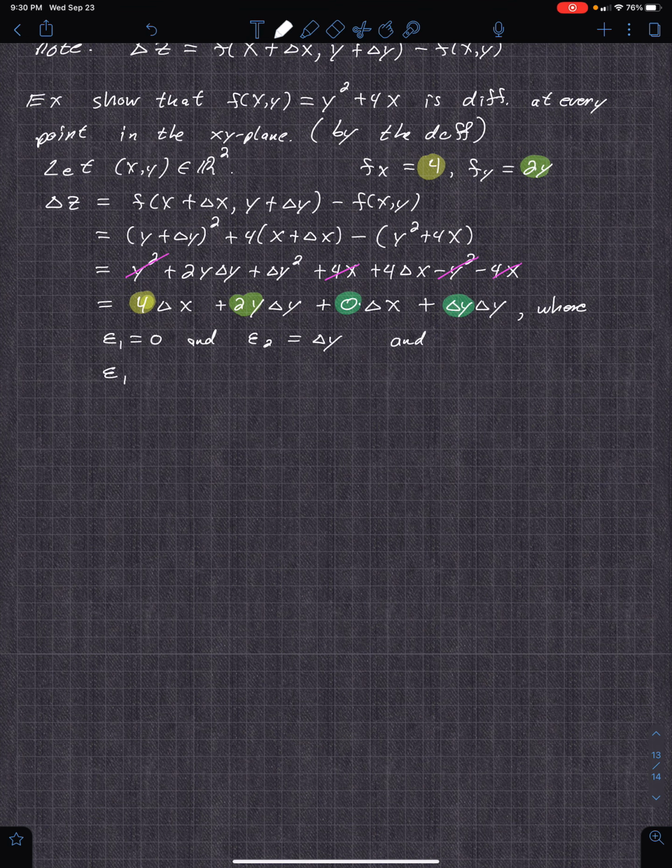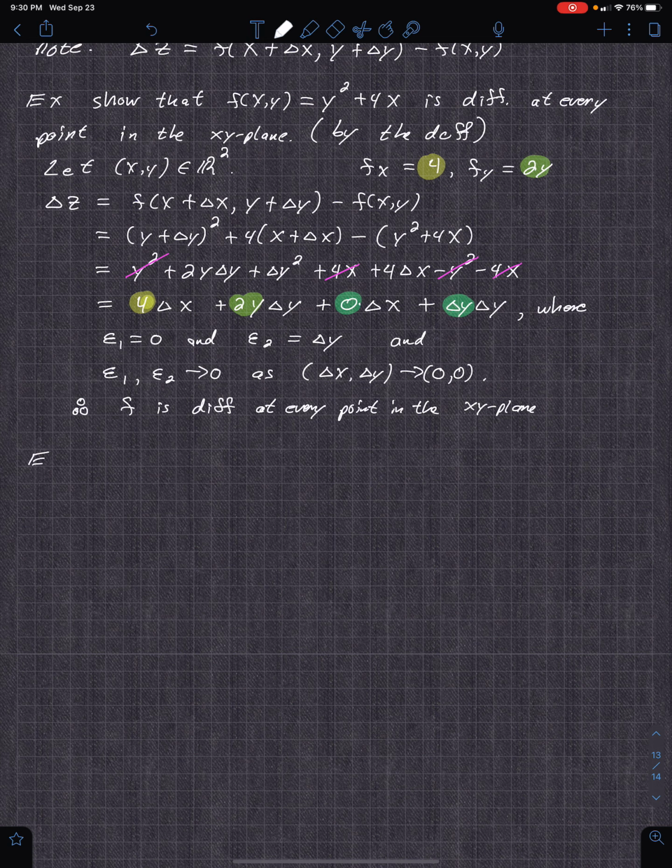And epsilon 1, epsilon 2 both approach 0. One's already 0, like duh. As delta x and delta y both approach 0. Okay, so then you can conclude if you'd like. Therefore, f is differentiable at every point in the xy plane.